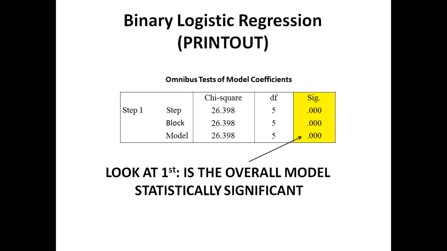Okay. So here's that omnibus test. Again, we see the first thing we look at is if the overall model is statistically significant, right? So 0.000 is below 0.05. So we say, yes, it is. Let us move on to the predictors.